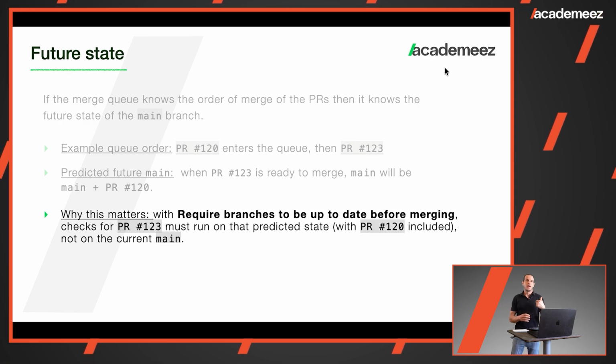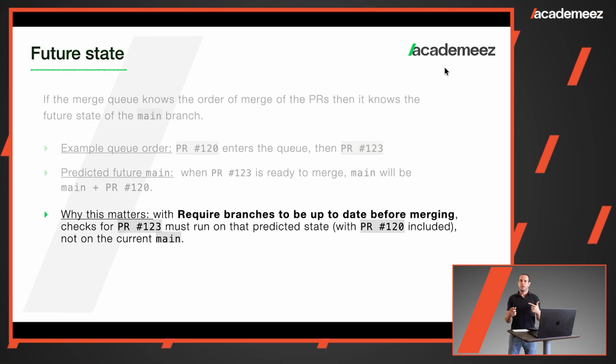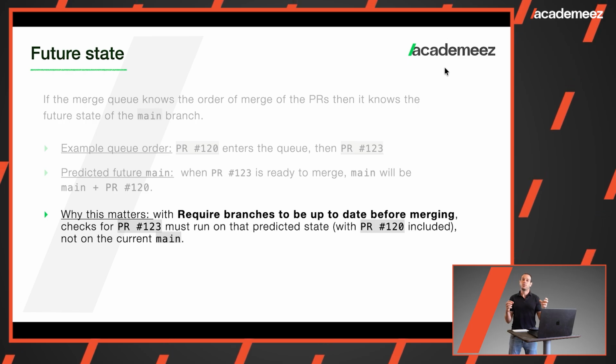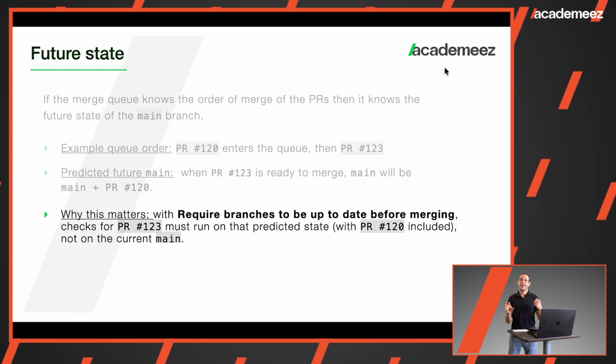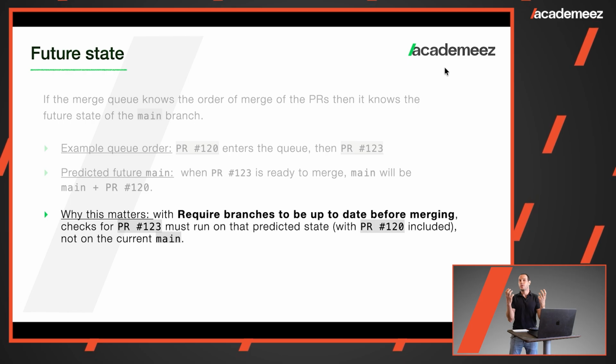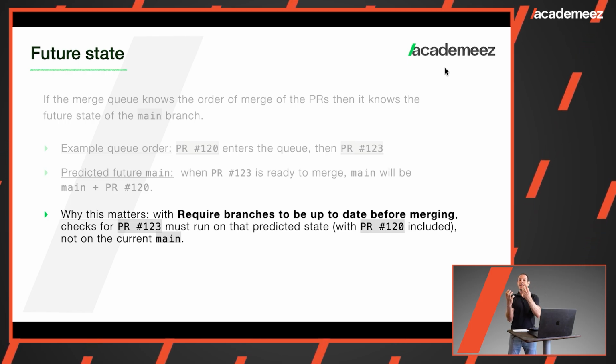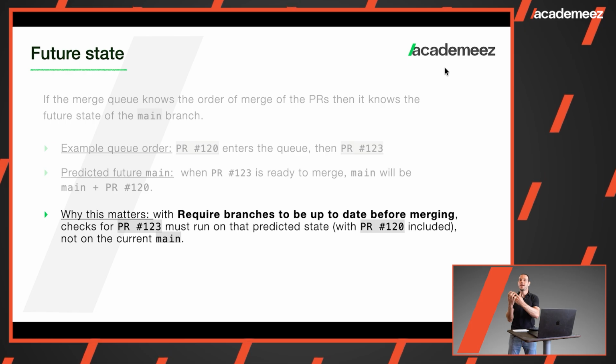Okay, so it means I can run the checks in parallel. I can run checks for 120 and I can run checks for 123, and I can run them in parallel. The way I arrange it, I arrange 120 with the latest main and 123 with the latest main plus PR 120, then PR 123, and then run the checks on that branch.